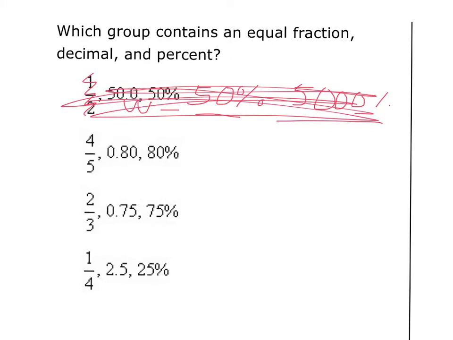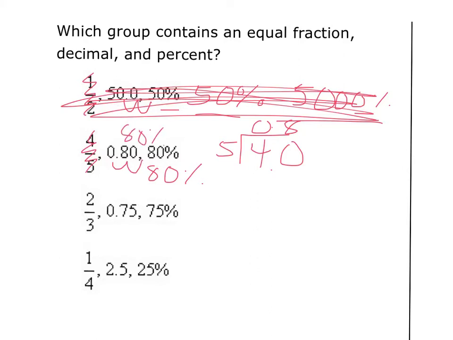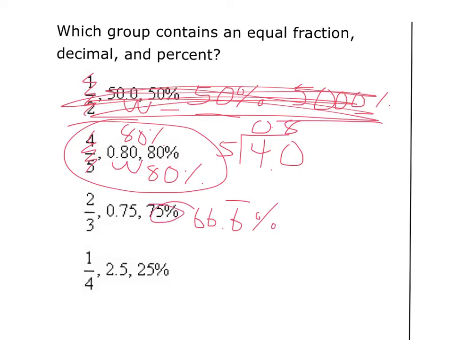Next we have 4/5. 4 divided by 5 is 0.8. 0.8 as a percent is 80%. Are all those the same? Yes, they are. They are all 80%. 2/3 as a percent is 66.6 repeating percent. You should know that off the top of your head. These are automatically not the same. That can't be our answer.